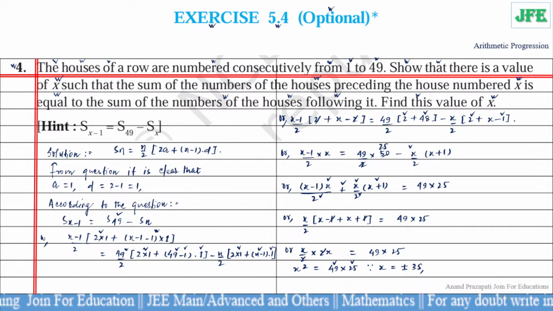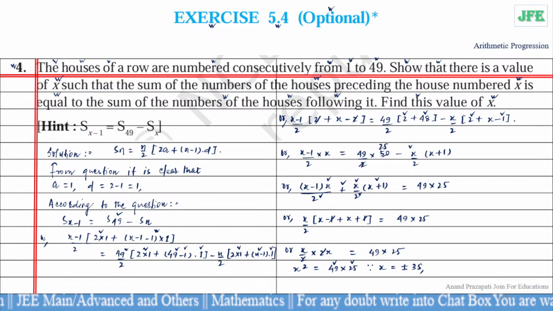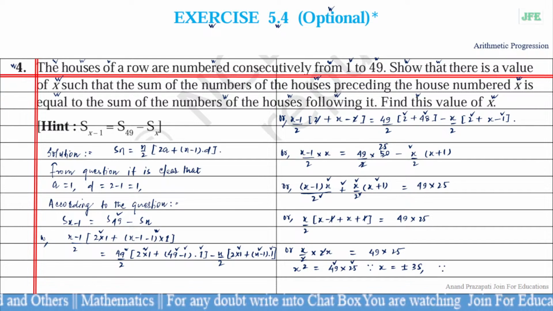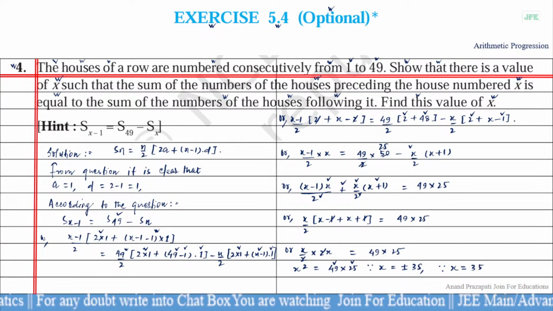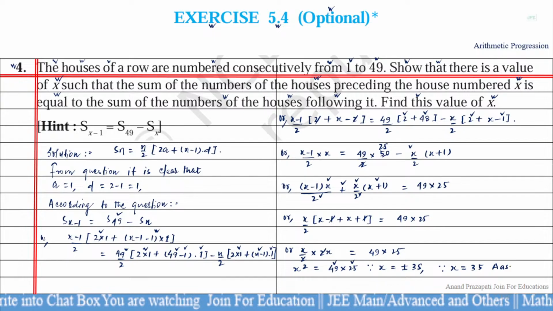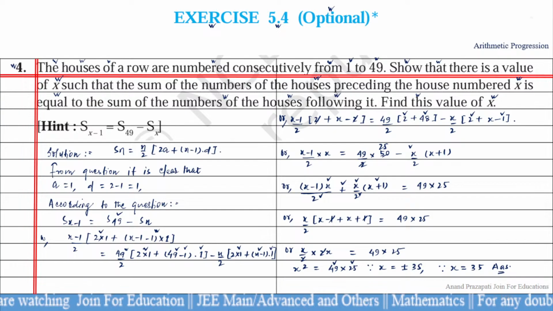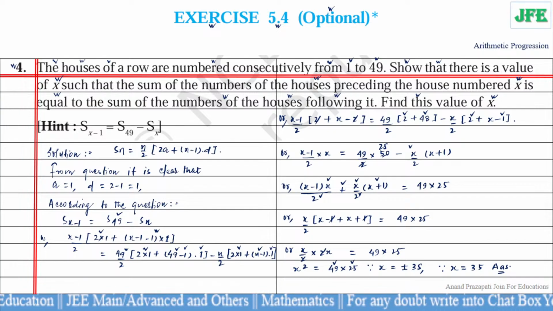So what is the x? x is the number of houses, so the number of houses can never be negative, therefore x equal to 35. So this will be the answer of this question. Of that there is no problem to understand the solution as well as the explanation of the solution of this question.